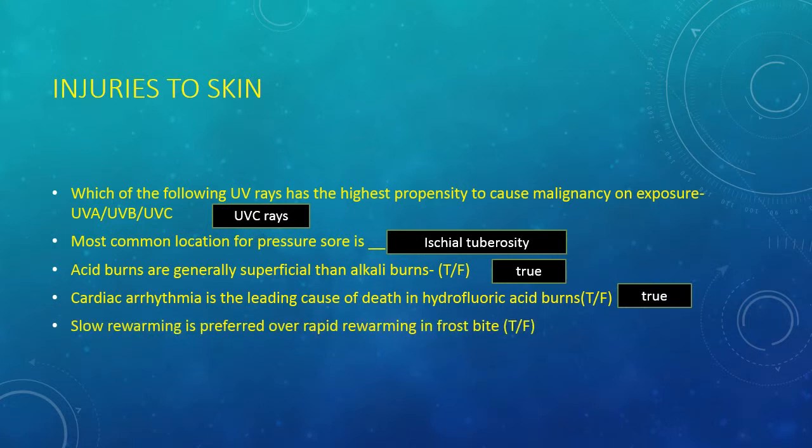Slow rewarming is preferred over rapid rewarming in frostbite. True or false? In case of frostbite, during the thawing period, the maximum amount of tissue injury happens. So we have to decrease the thawing period to a minimum. So rapid rewarming up to 40 to 42 degrees Celsius is preferred over slow rewarming in case of frostbite. So the statement is false. Rapid rewarming is preferred, not slow rewarming.